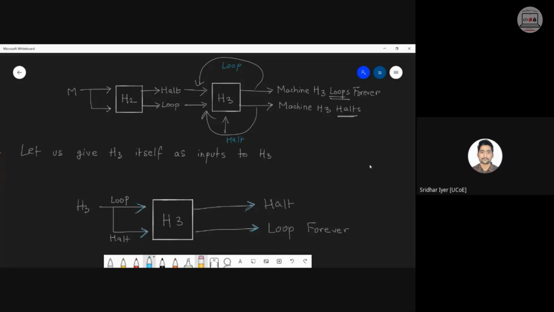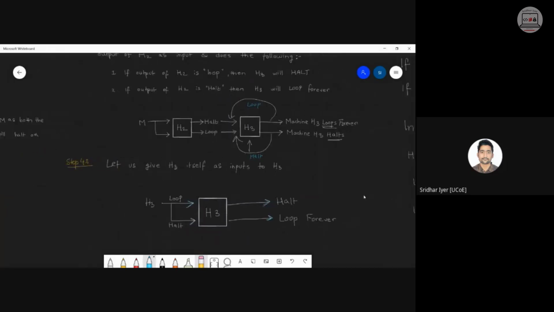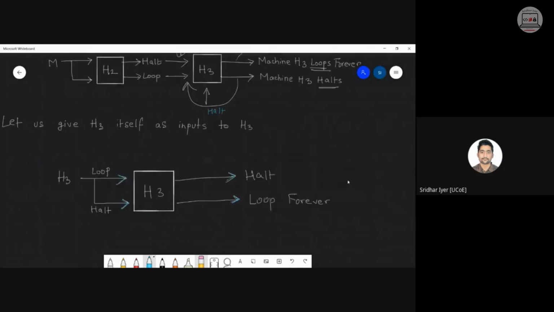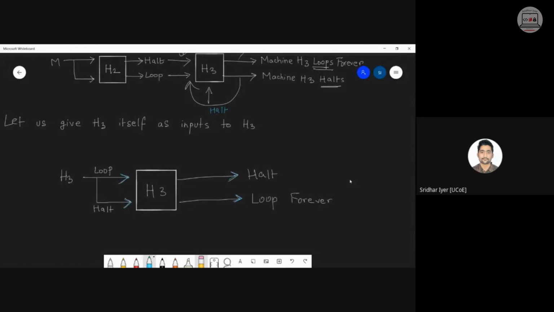Come on, give me your answers. Is it possible scientifically? It's very clear. Just have a look. If I say that H3 is looping, then it is already looping. How can it halt? Am I clear? If I say that H3 is already looping forever, how can it halt? And similarly, if I say that H3 is halting, then how can it loop forever? Both are contradictory, yes or no?